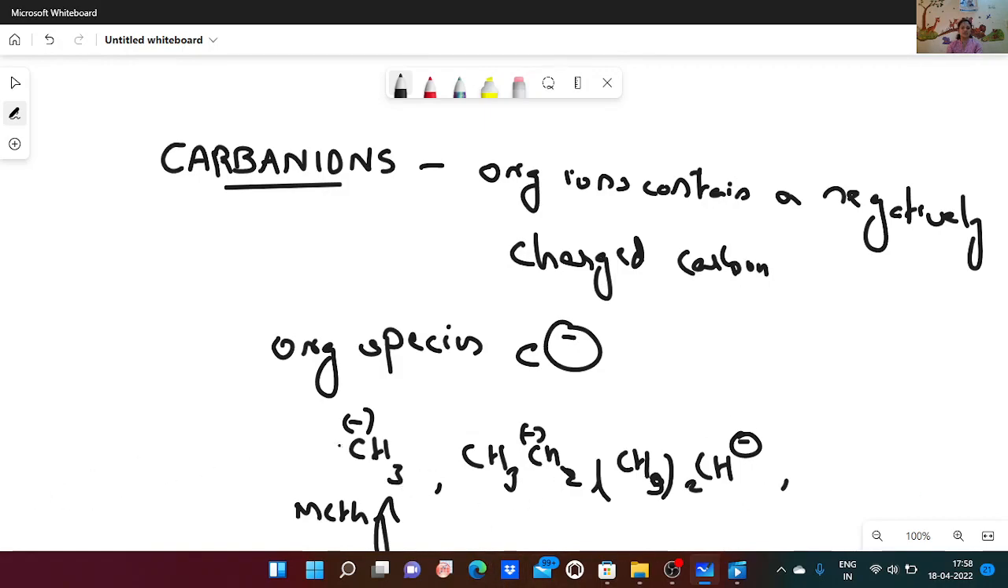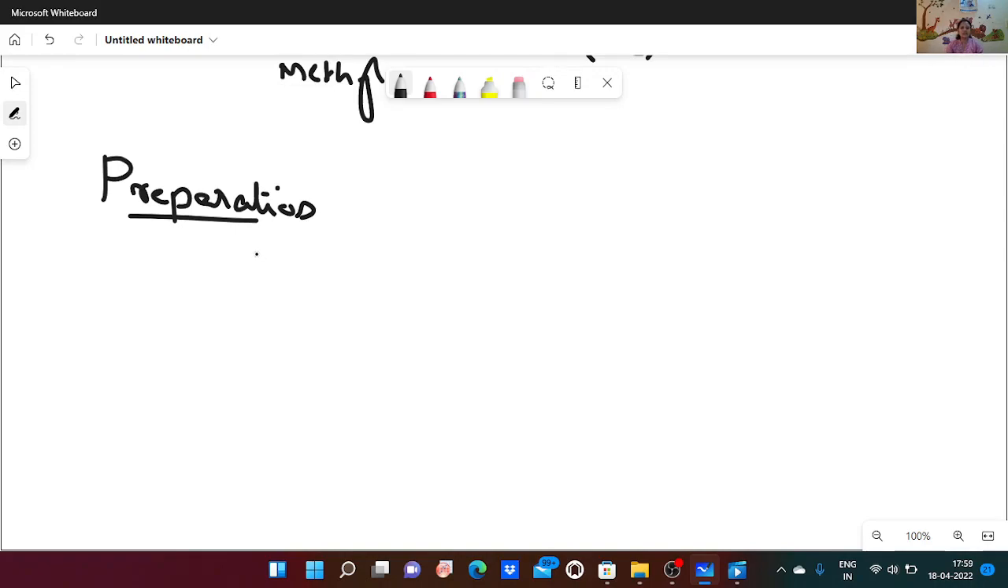And next we can think about the preparation. How are these carbanions prepared? In the case of carbocations, we have discussed the heterolysis method. Similarly, heterolysis can also be used here. Heterolysis is used for the production of carbanions because you know that heterolytic bond fission leads to the formation of anions and cations.